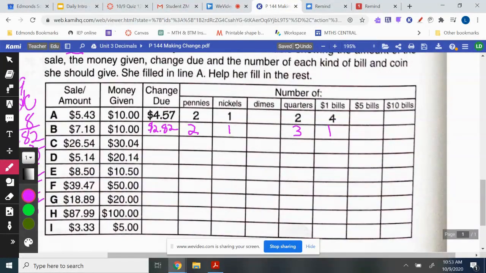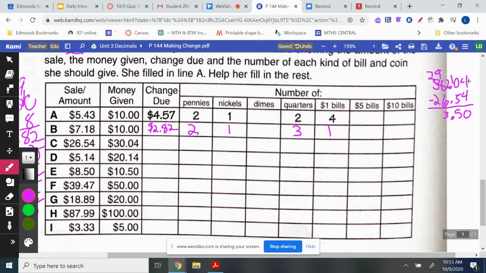Let's do C. So the amount given was $30.04. Then the total amount, or the sell amount, was $26.54. 4 hundredths minus 4 hundredths is 0 hundredths. I have to borrow from up here, so this becomes 29. Now I have 10 tenths. 10 tenths minus 5 tenths is 5 tenths. I dropped my decimal. 9 minus 6 is 3, and 2 minus 2 is 0.